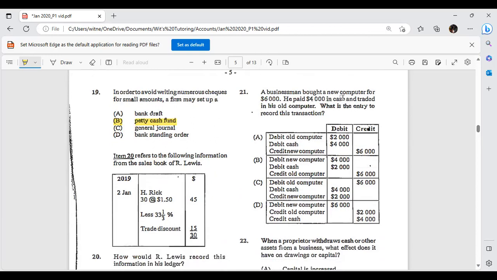21. A businessman bought a new computer for $6,000. He paid $4,000 in cash and traded his old computer. What is the entry to record this transaction? All right, new computer costs $6,000. So you debit your computer account, the new computer account, with the $6,000, right? It's an asset.